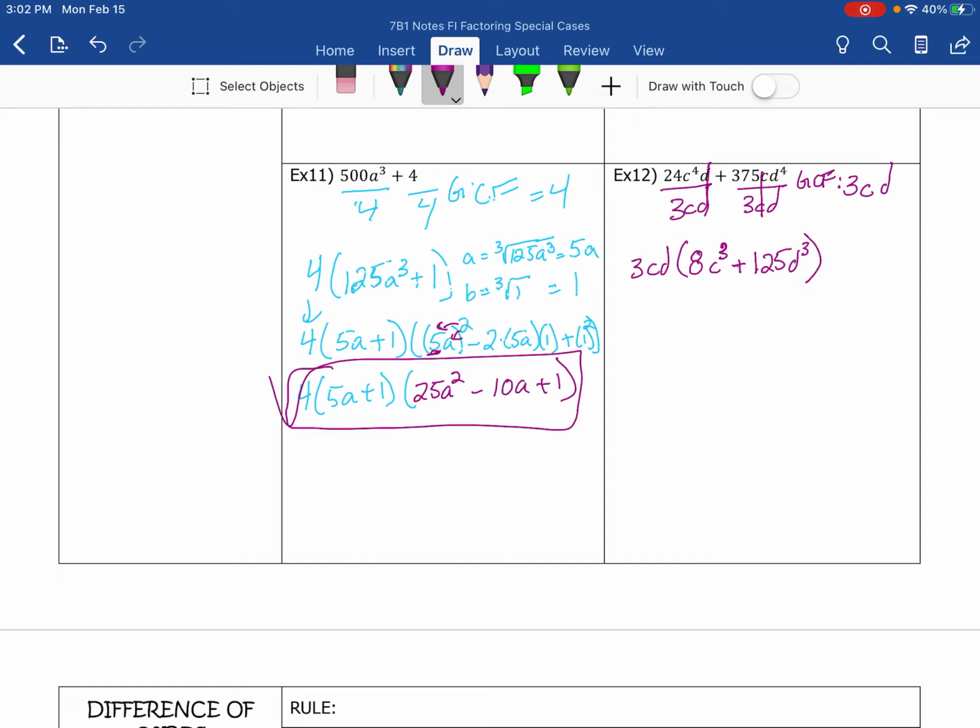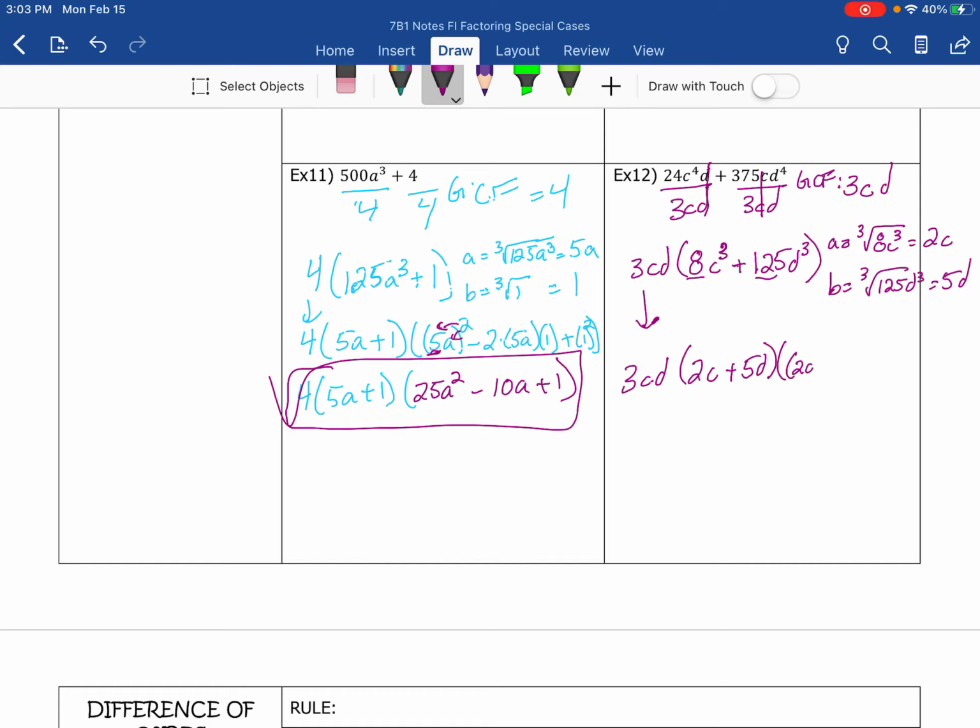Those D's divided out. I had 4 D's, so that's actually going to be D to the third. I look at my perfect cubes. Those are perfect cubes, so I know A is going to be the cube root of 8C cubed, which is 2C. And B is going to be the cube root of 125D cubed, which is 5D. I bring my greatest common factor down, that has to be part of your problem, and I apply the formula.